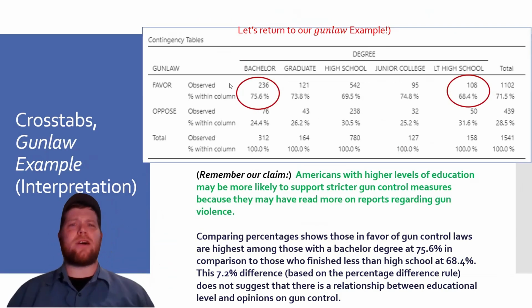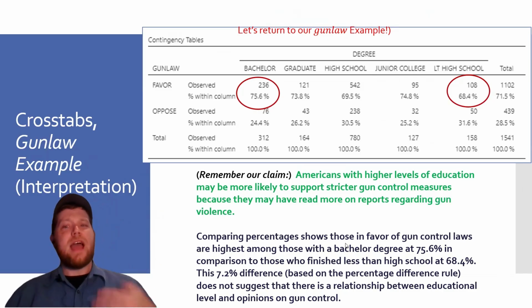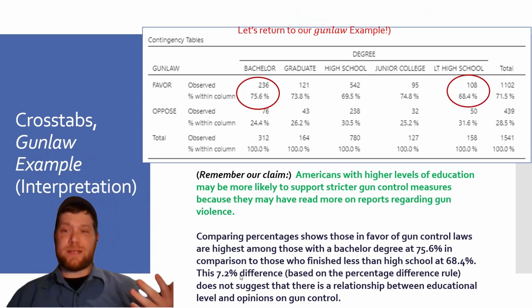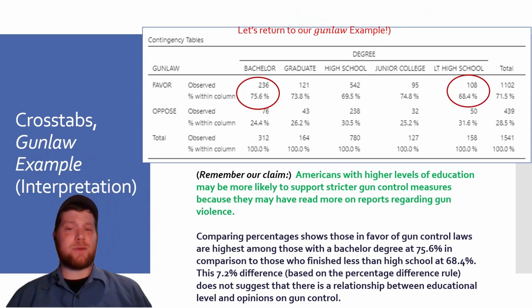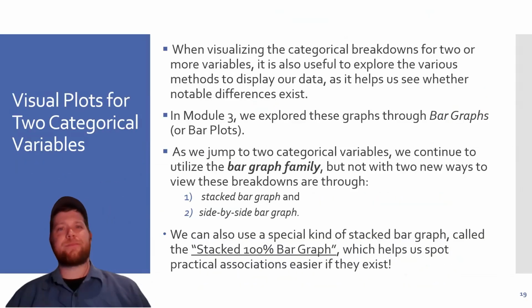So returning to our gun law example, 75.6% was the highest for bachelors. The lowest was less than high school. It was 68.4. And we wrote about this. We talked about this. We did this. And we basically said, those two differences, a 7.2% difference, based on the percent difference rule, did not suggest that there's a relationship between education level and opinions on gun control. This was what I said. 7.2% is less than 8%. Boom, not a lot of difference.